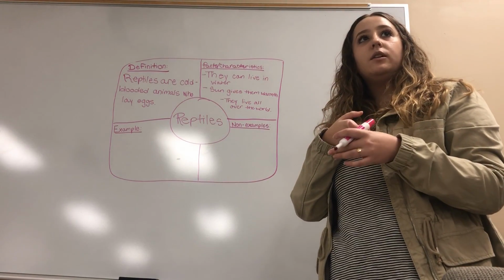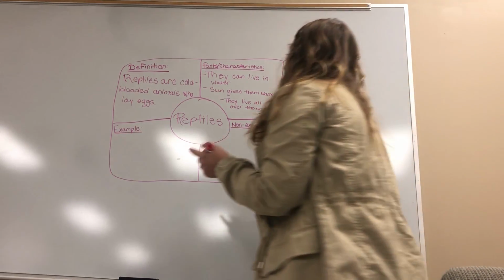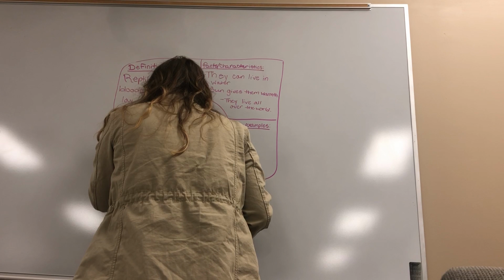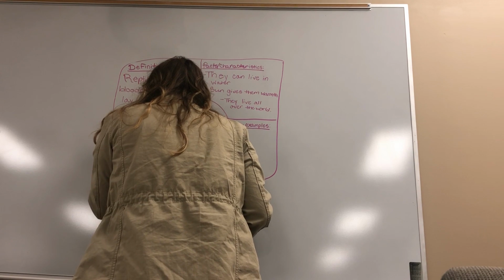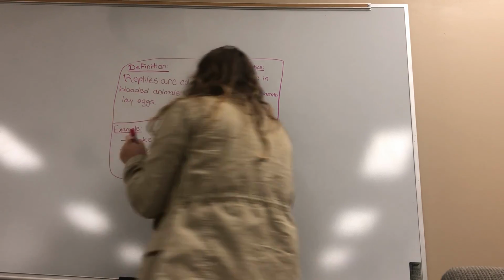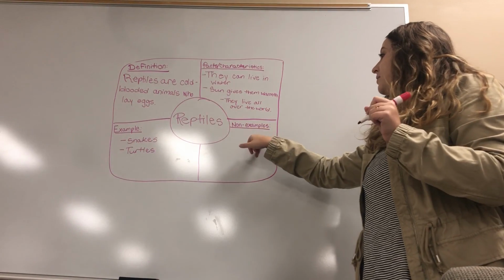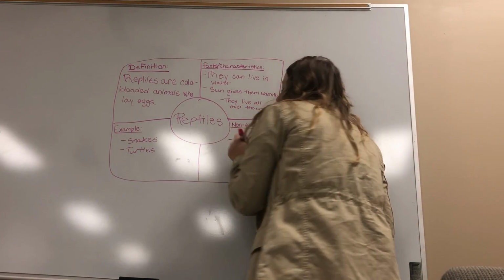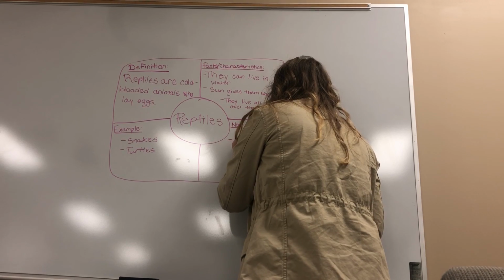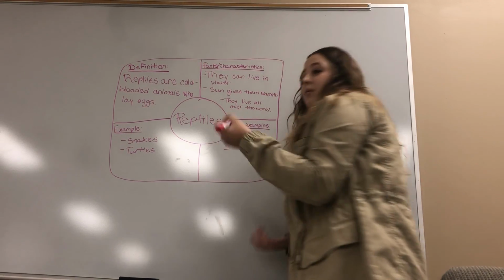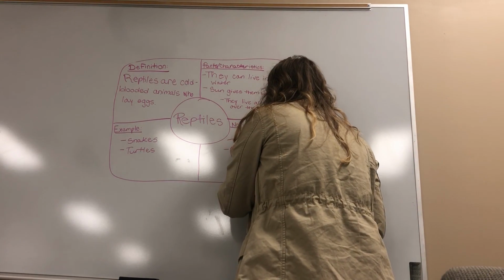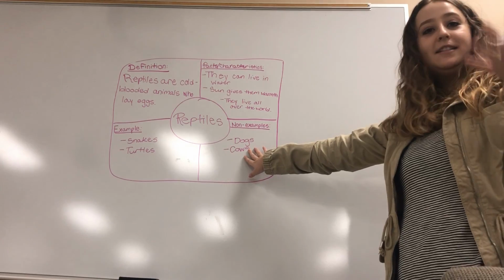So I know that snakes are reptiles, and I also know that turtles are. So I'll put snakes and turtles. So those are my examples, snakes and turtles. So some non-examples would be, let me think. My dog is not a reptile, so dogs. And farm animals aren't reptiles, so I'm going to put cows. Okay, and that's my Frayer model. That's how I'm going to do it.